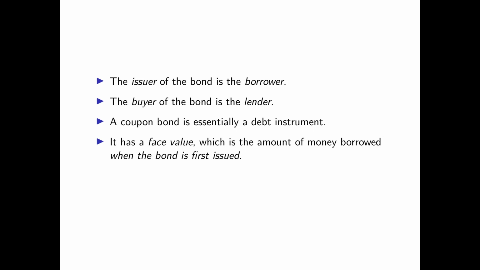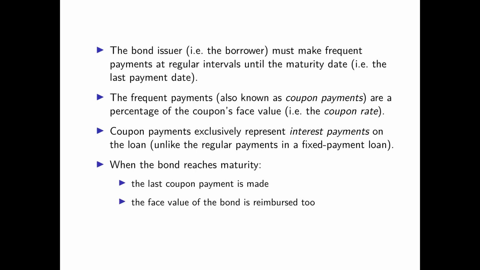A coupon bond is a debt instrument. It has a face value, and the face value is the amount that is borrowed when the bond is issued. This amount is actually written on the bond, which is essentially a piece of paper. The bond issuer, which is the borrower, must make frequent payments at regular intervals until the maturity date. The maturity date is the date of the last payment. These frequent payments are also known as coupon payments, and they are a percentage of the bond's face value.